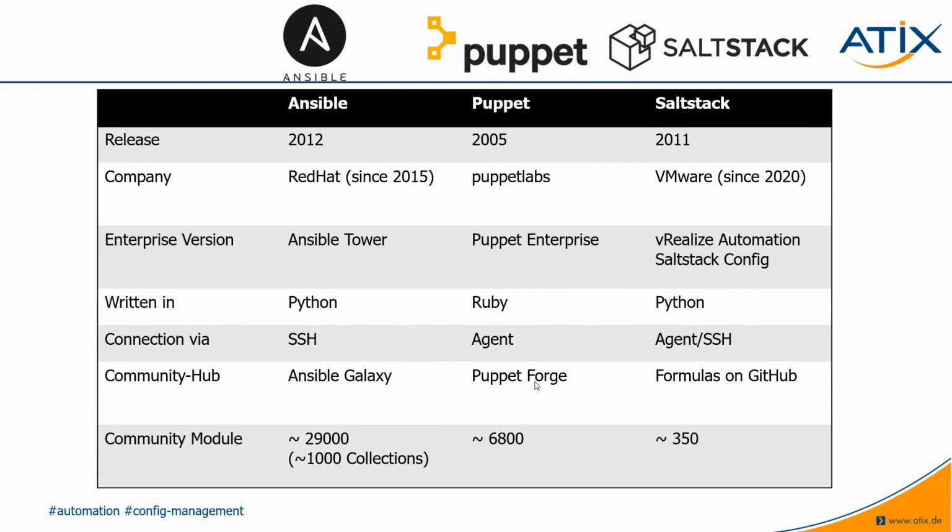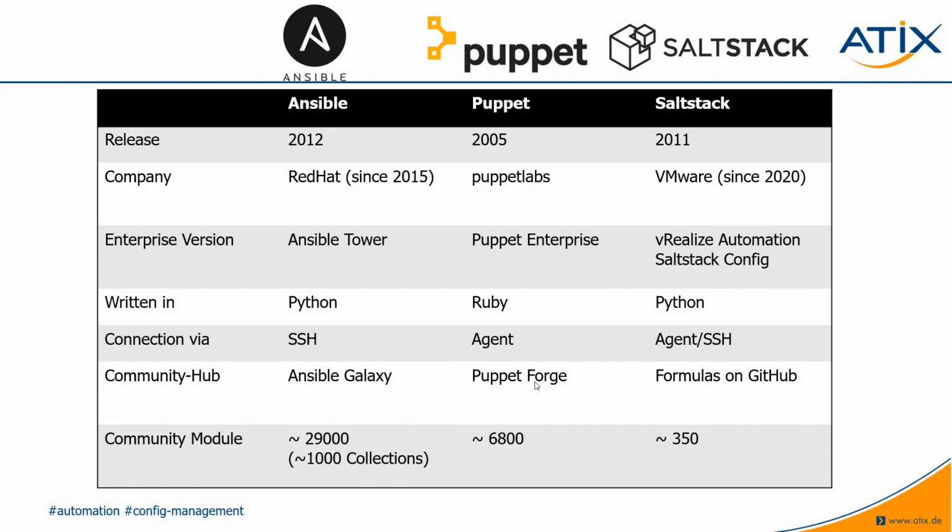The tools themselves still use a common programming language. So this is Python for Ansible and SaltStack and Ruby for Puppet. And then we have the first differences: how those tools connect to the target host. With Ansible, this is done via SSH. So Ansible pushes the configuration to the target host, and on the target host, in the end, some Python scripts are executed to configure everything.